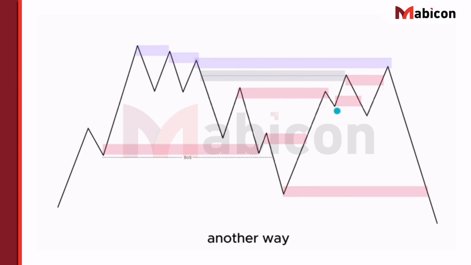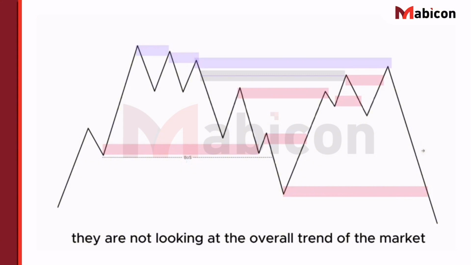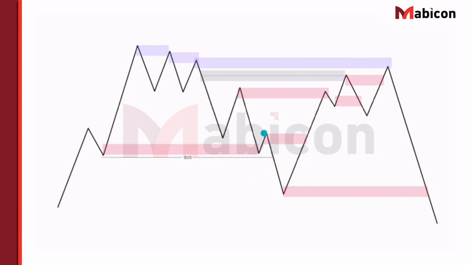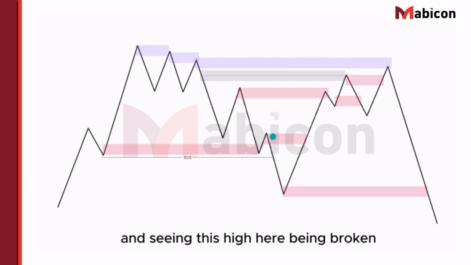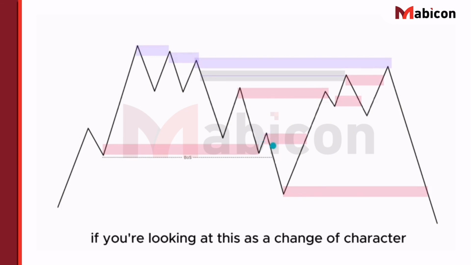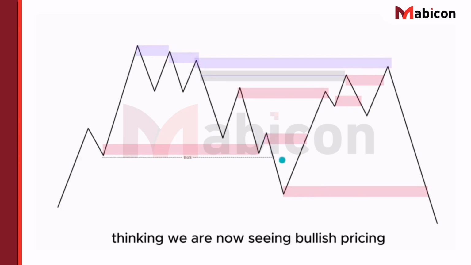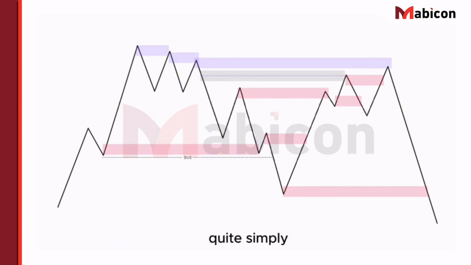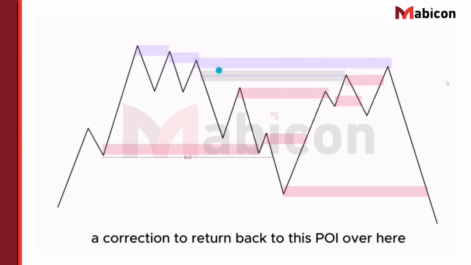Another way a lot of people are getting caught up in the markets is when they see this break of structure, they are not looking at the overall trend of the market and seeing this high here being broken and classifying this as a change of character. When in actual fact, this is going to be more of a trap if you're looking at this as a change of character, thinking we are now seeing bullish pricing, when actually all we're seeing is quite simply a correction to return back to these POI over here.